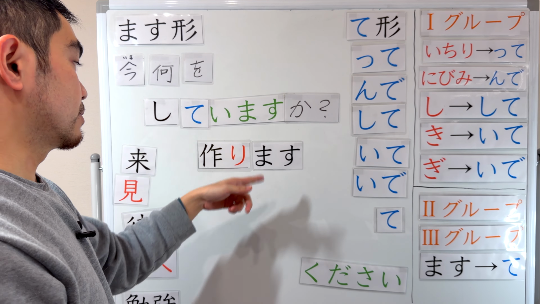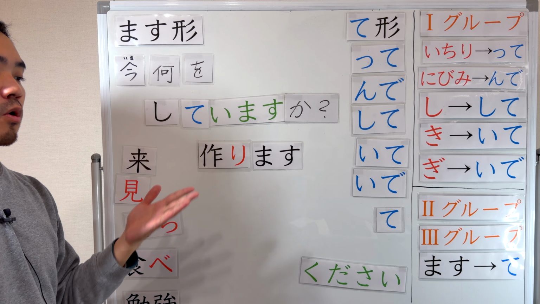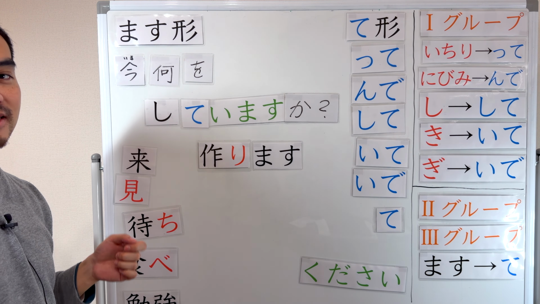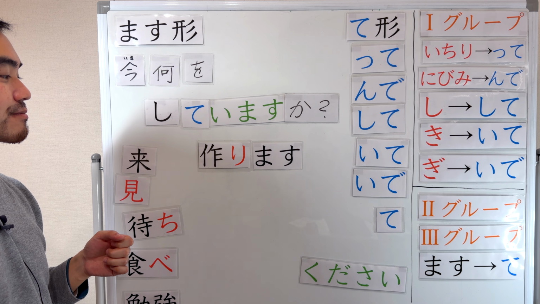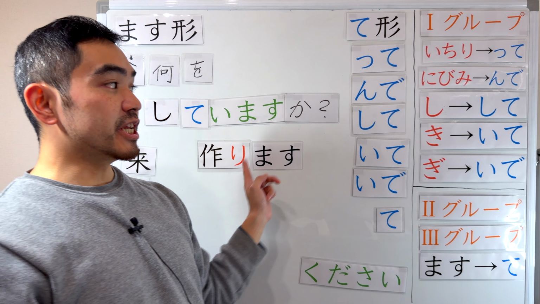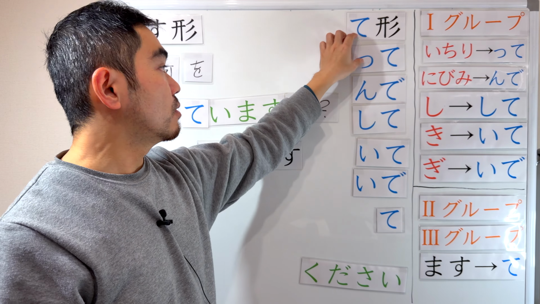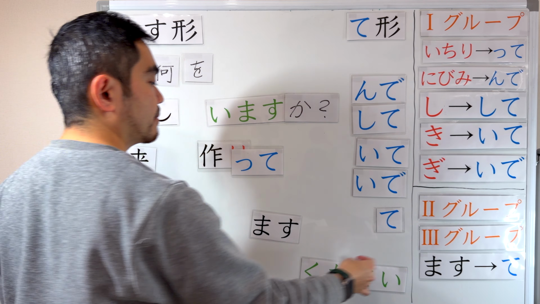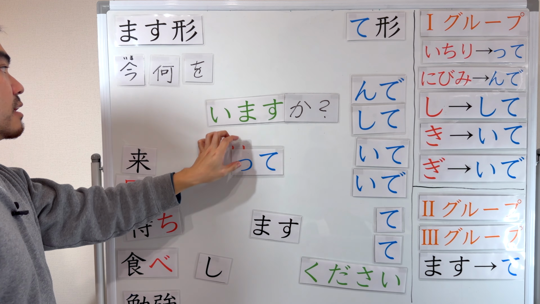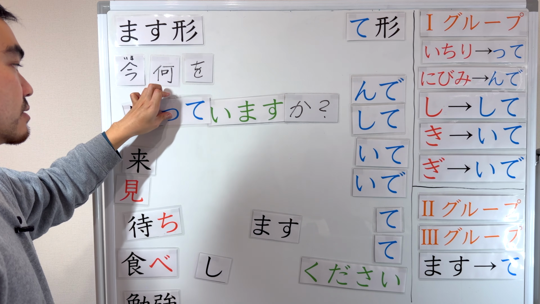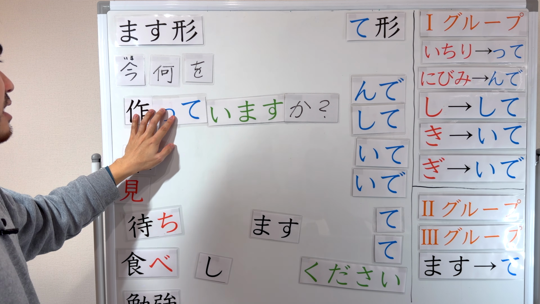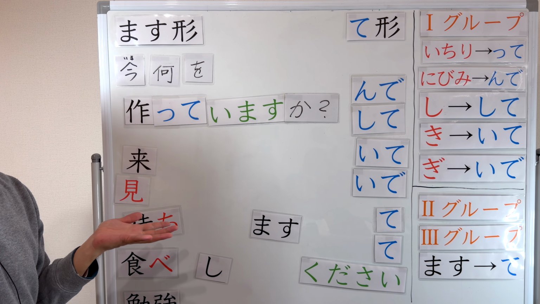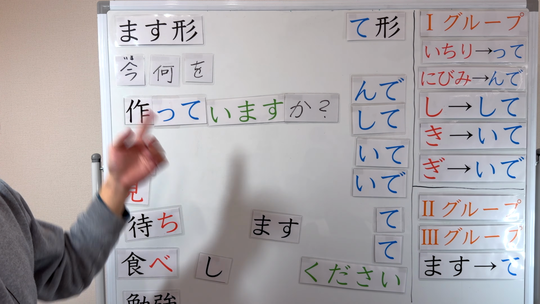作ります to make or to create. I want to ask this. Conjugate this. It's り. So eliminate り and attach て, right? So 今何を作っていますか？What are you making or what are you creating right now?